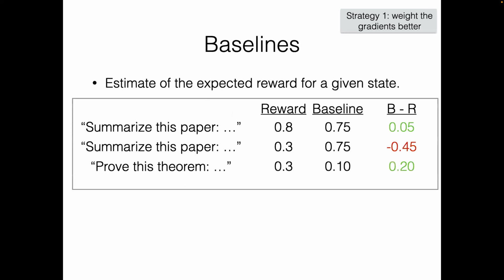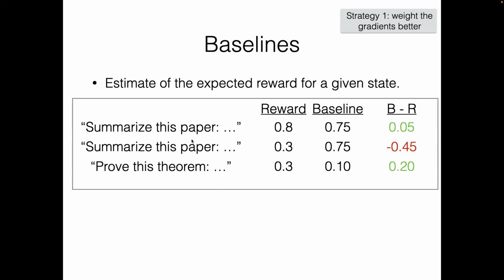And then the other thing you can do is called baseline. So here, let me just motivate it intuitively. Let's say that we're training a language model, and we have these two different prompts. One is summarize this paper, and the other is prove this theorem. Then what the baseline does is it can take into account the expected reward for your current state.